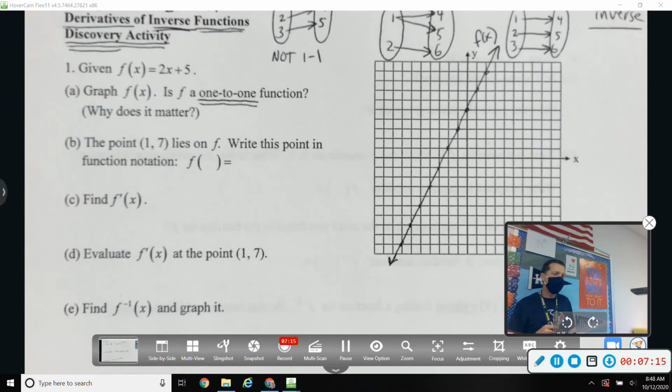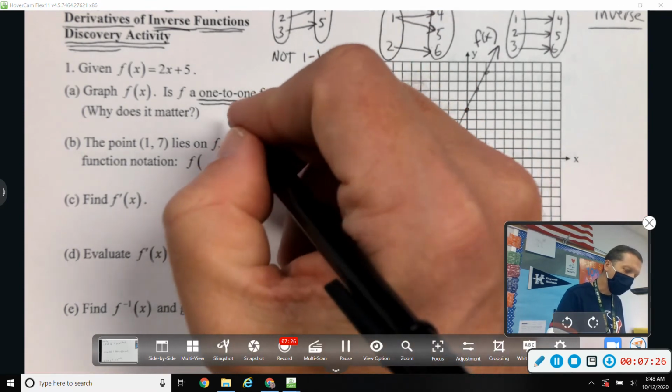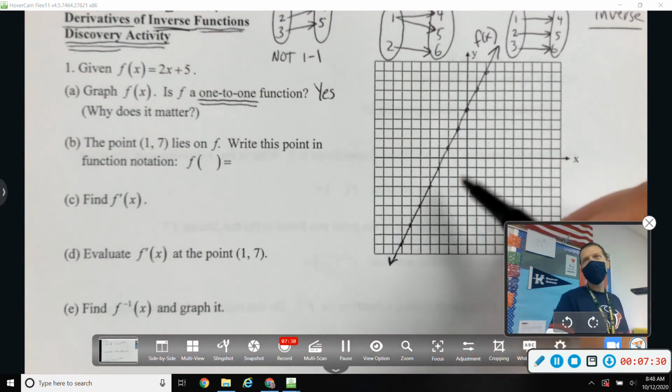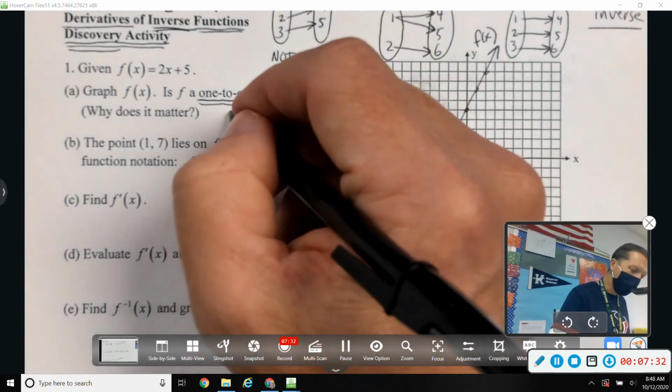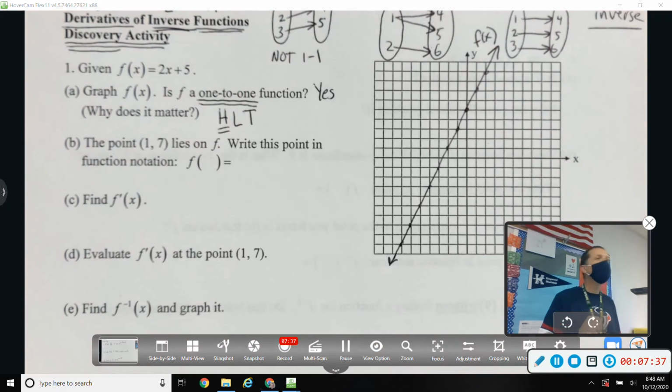Is f a one-to-one function? Well, we kind of know the answer, because there's only one way that this will work, and so the answer is yes. But one reason the answer is yes is that for each output there was only one input. Another way to say that is it passes the horizontal line test. Do you remember the vertical line test for functions? Yes, no? Well, if it also passes the horizontal line test, then it's a one-to-one function.